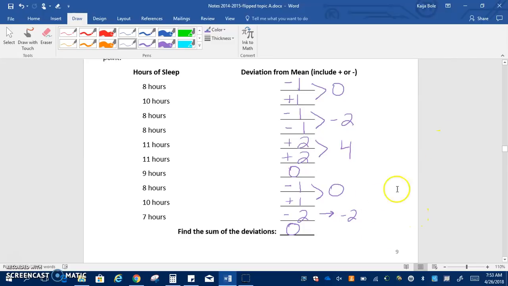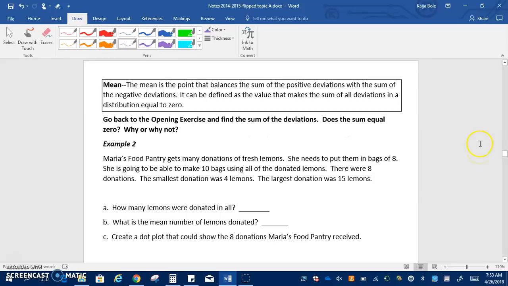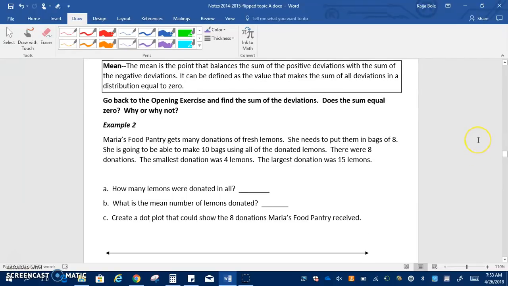Alright, so go ahead and flip to the next page. In the box it says the mean is the point that balances the sum of the positive deviations with the sum of the negative deviations. It can be defined as the value that makes the sum of all deviations in a distribution equal to 0. So that's what we talked about when we found our sum. Does it equal 0? And we were trying to figure out why or why not. Well, that is why. That's what the mean is supposed to do.